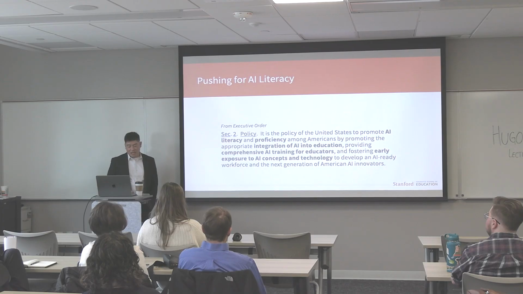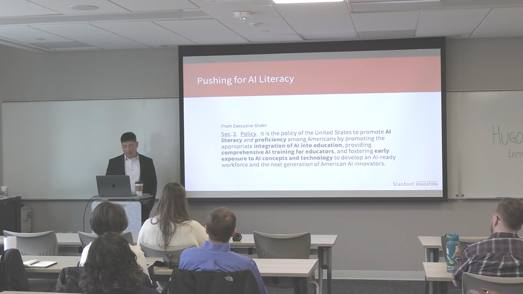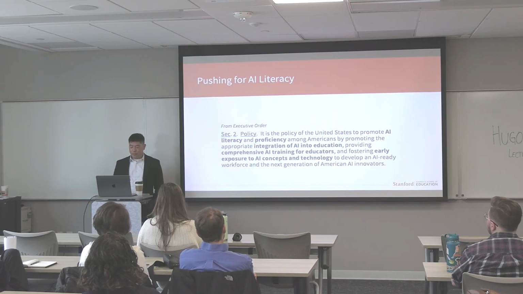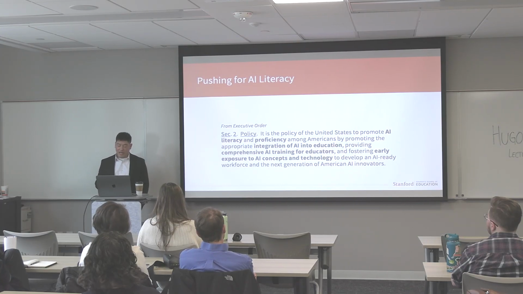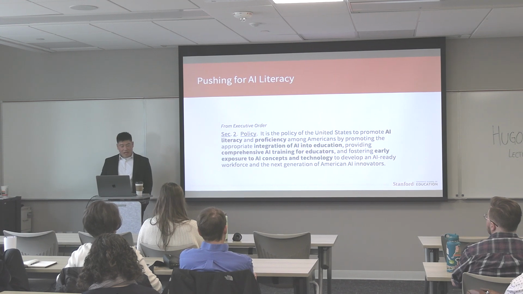But what I'll also contend is that when we talk about AI education, we're having a really hard time knowing what it is that we're talking about. So, putting up a quote from the executive order: it is the policy of the United States to promote AI literacy and proficiency among Americans by promoting the appropriate integration of AI into education, providing comprehensive AI training for educators, and fostering early exposure to AI concepts and technology to develop an AI-ready workforce and the next generation of American AI innovators. So we have AI literacy, we have AI concepts and technology, we have proficiency and comprehensive AI training.